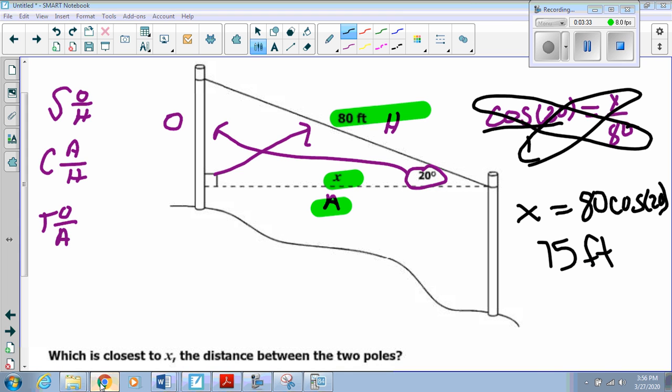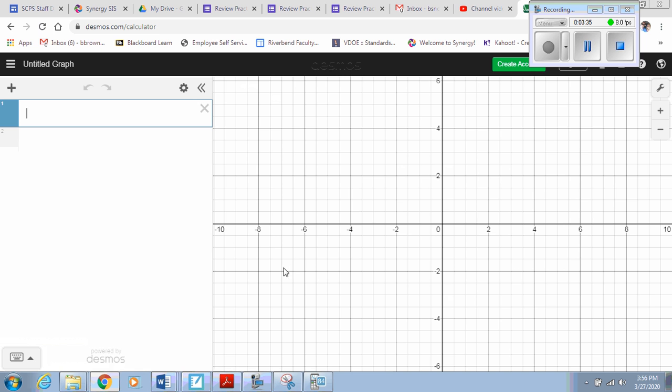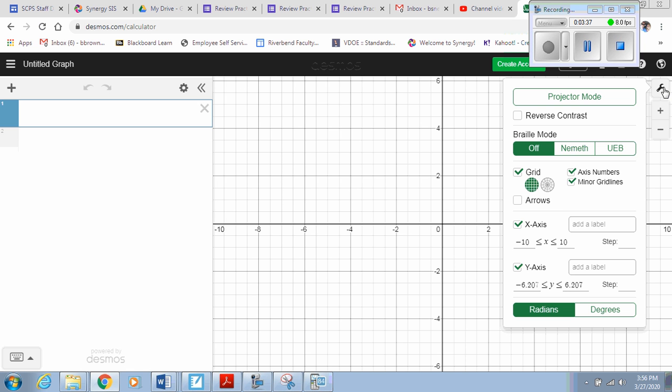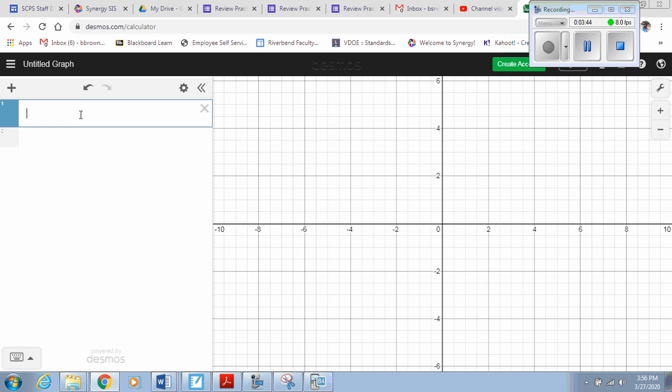Now, if we were using Desmos, here's Desmos, you need to go to the wrench and make sure it is in degree mode first. You're going to click degree mode, and then we're going to come over here and all we got to do is type it. So 80 cosine of 20. And again, we get the exact same answer that we got on the calculator. They're just two different methods of using it. I have a feeling for most of you, Desmos is going to be the way to go. So please make sure you remember to put it in degree mode.